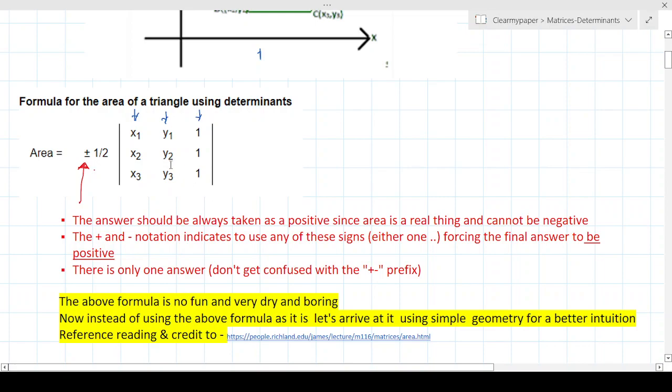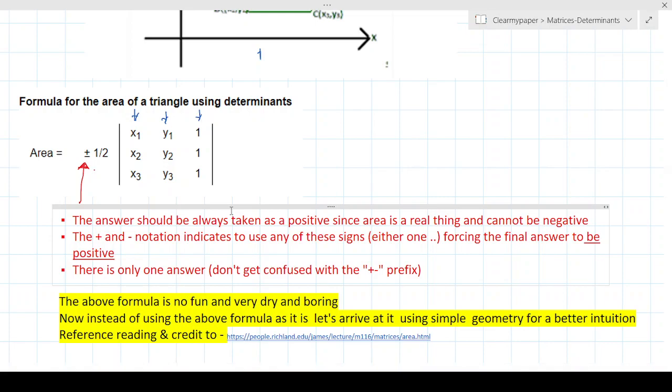Now, instead of using this formula as prescribed, let's do some simple geometry and get a better intuition of where this is coming from and how we think about that, and get some sense of accomplishment in terms of, aha, this is how I'm getting it, which will in turn let you appreciate the beauty of matrices and determinants in general, like we have been doing in the past few videos.